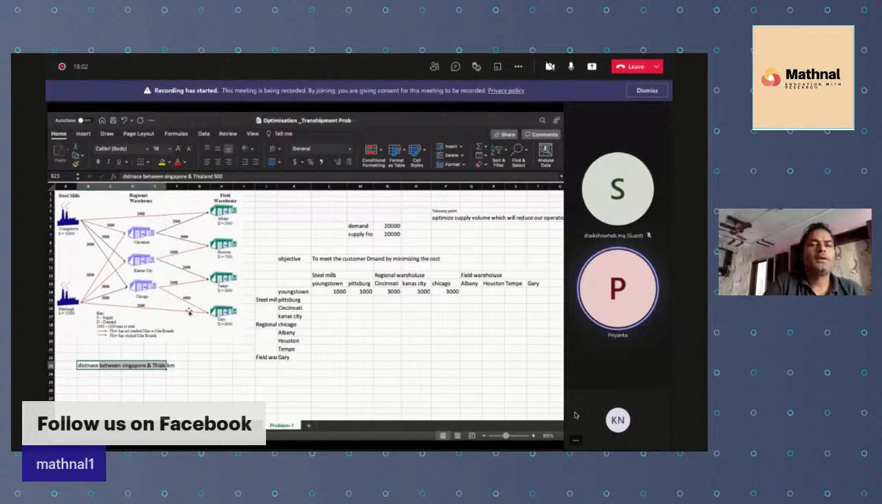It is your responsibility. I told you what to do, but I think you're not getting the point. So I want the answer from you. I told you the distance between Singapore and Thailand is 500 kilometers. I don't know how you calculate. Now second, let's say the shipment volume is 200 units.